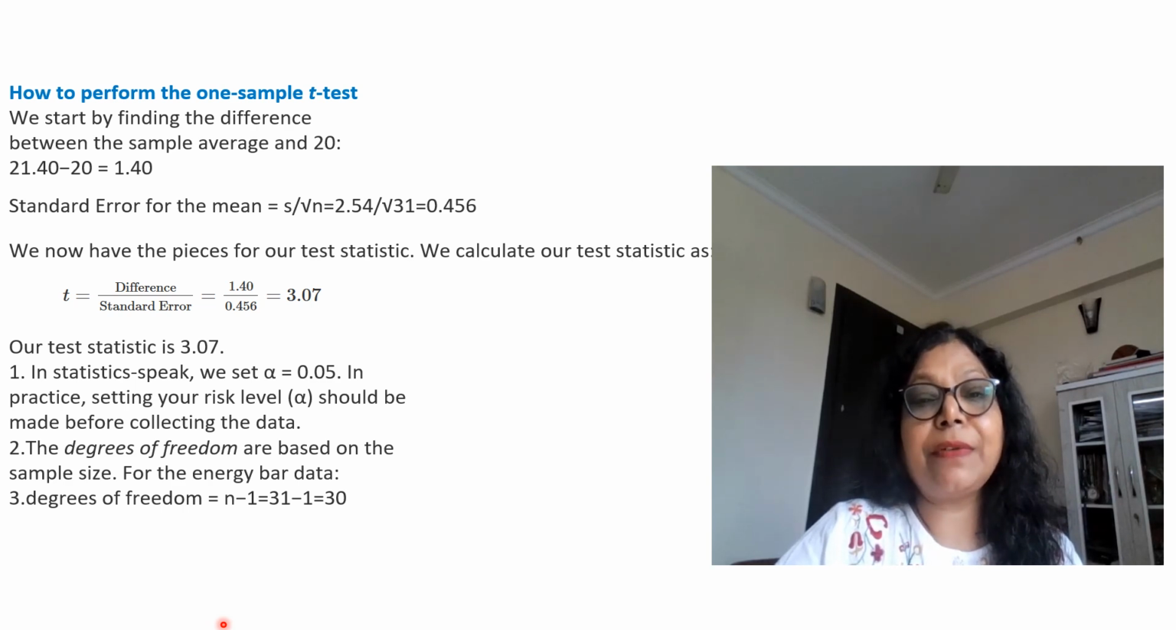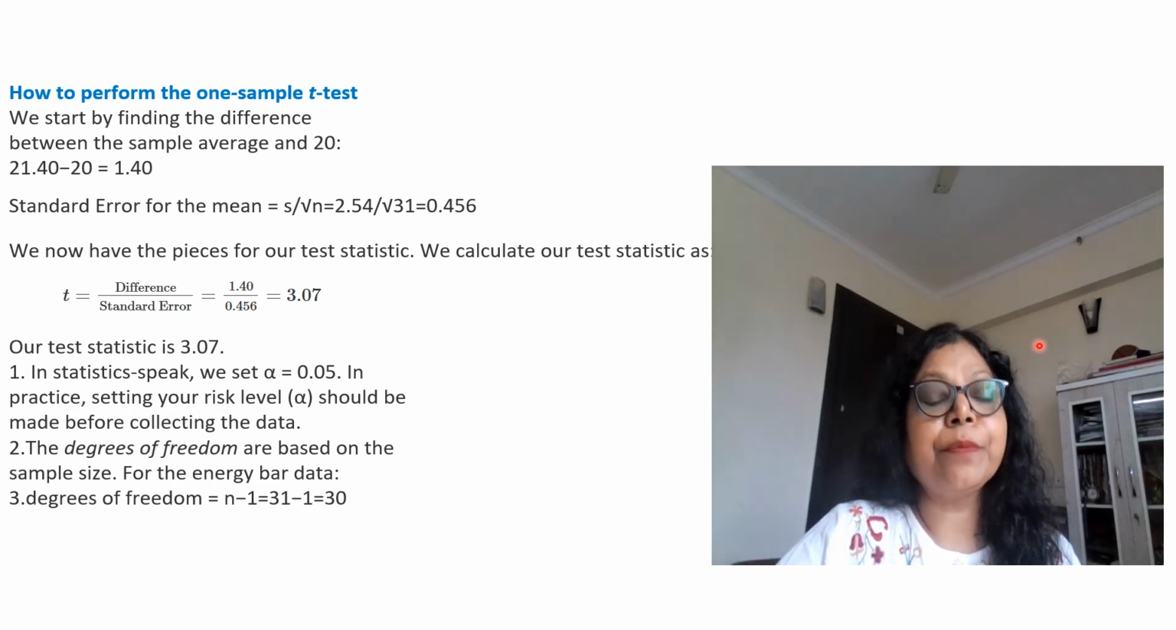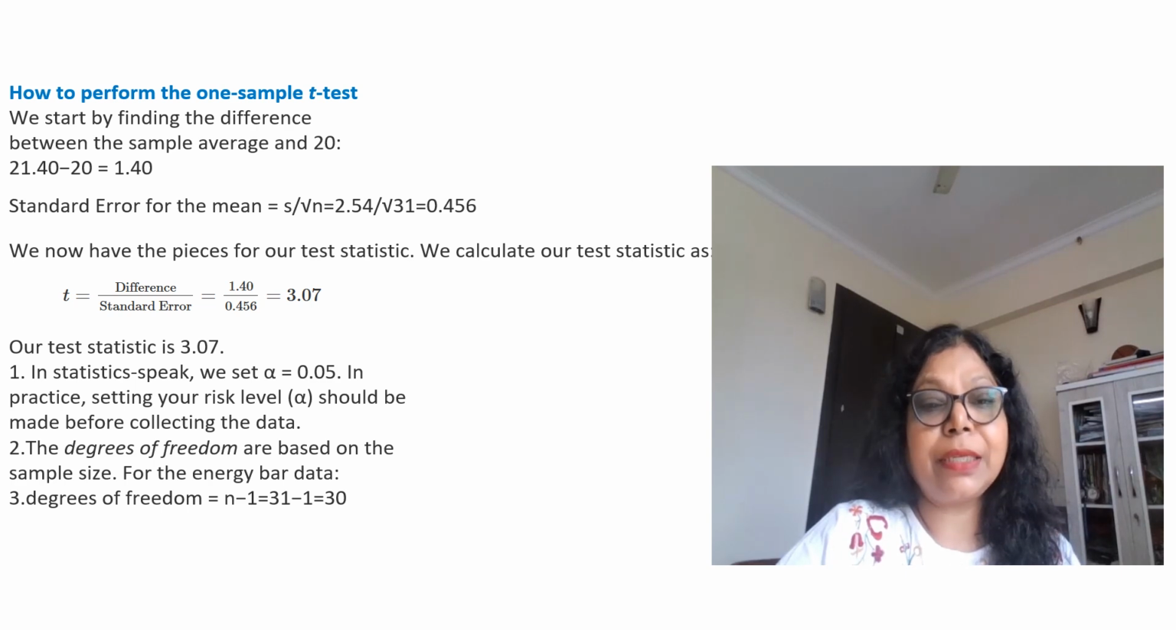We can calculate our test statistic like t is equal to difference upon the standard error. So our difference is, here you can see 1.4, and the error is 0.456, so the answer comes to 3.07. Now, to make our decision, we compare the test statistic to value from the t-distribution. Finding the value from the t-distribution may involve certain steps. So we calculate the test statistic. Our test statistic is 3.07.